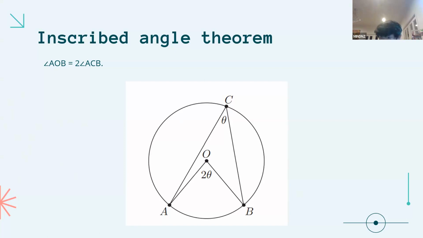Okay, so this theorem is true for any point C between A and B on the same arc. So like either the major arc AB or the minor arc AB. So C could be anywhere between A and B. And that's where the difference is compared to the last question. You guys can think about it if you want. 1 more minute.